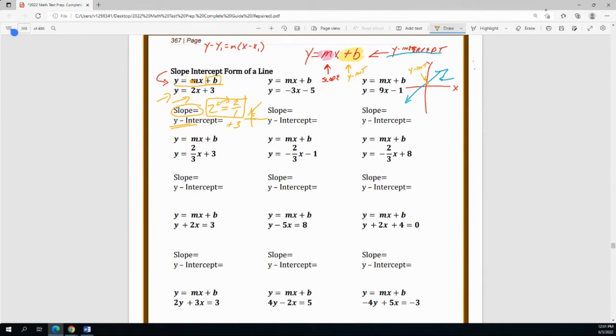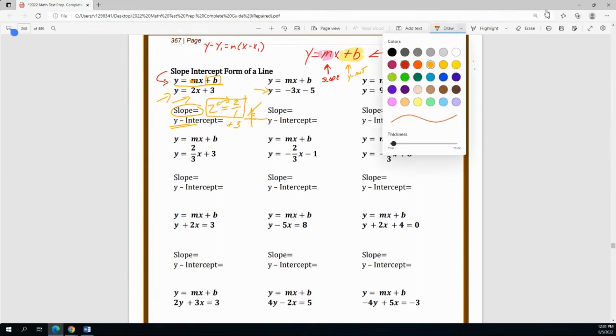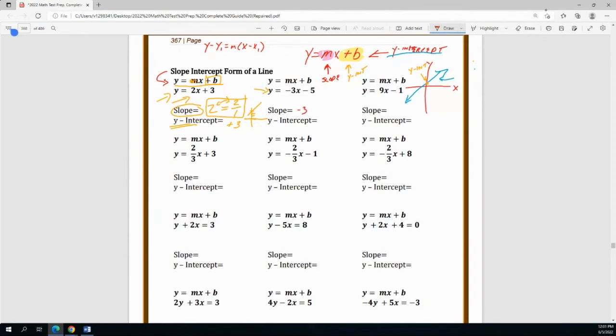Let's try it again. Look at this next one. What is the slope? Did you say -3? Yeah. Well, what's another way to write it? -3 over 1? Yes. Remember, the negative always goes to the top number. And what is my y-intercept? Oh, did you say -5? That is correct.